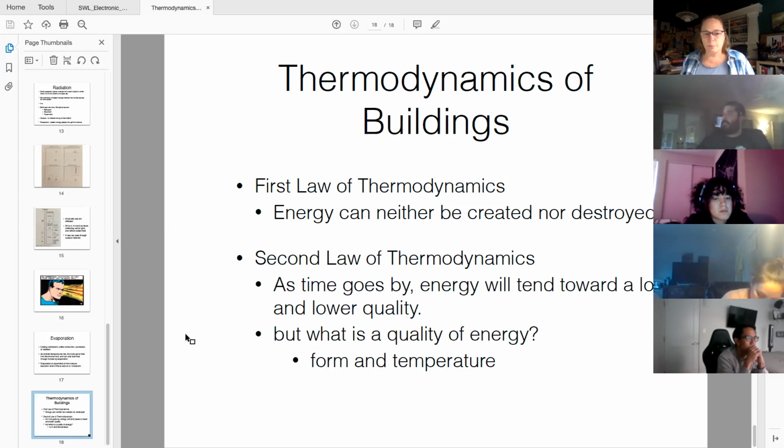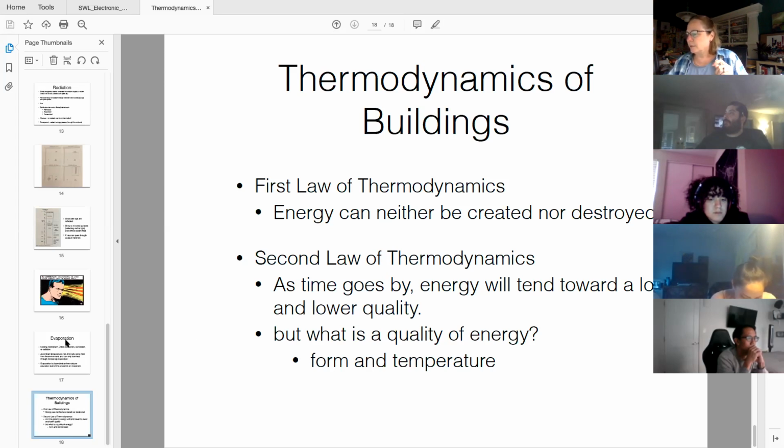Don't get too caught up in the laws of thermodynamics. Knowing that they exist is good. Understanding the theoretical background of it is not the purpose of this class. This class is just to learn about how our buildings perform and the things that affect them.